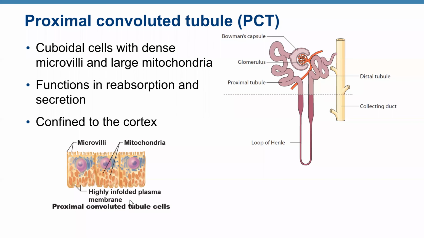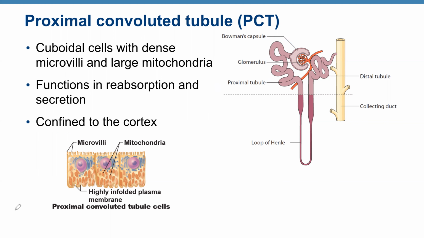Then we have the proximal convoluted tubule, or PCT, that is made of cuboidal cells with dense microvilli and large mitochondria. So this is what this tube is made of: simple cuboidal epithelium with multiple mitochondria and microvilli, functioning in reabsorption and secretion, and confined to the cortex. So this is found in the renal cortex, not in the medulla.